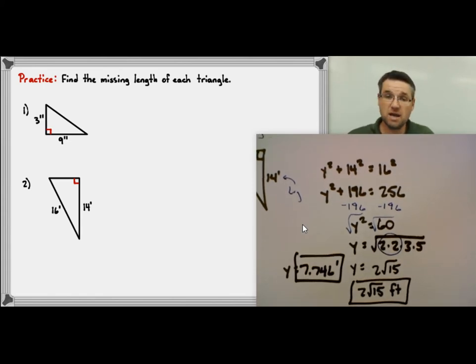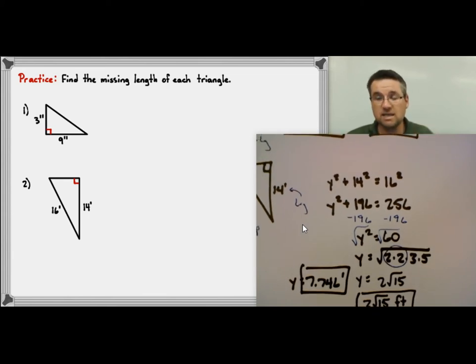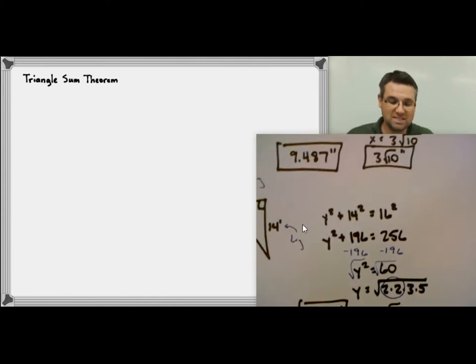All right, that's how you do the Pythagorean theorem. It's really that simple. You just got to make sure that you identify the legs and the hypotenuse and plug things into where they go, okay? Now, we are going to move on to something else called the Triangle Sum Theorem.